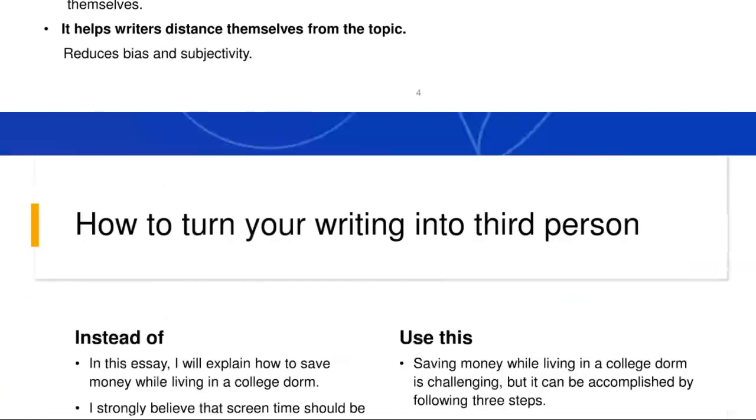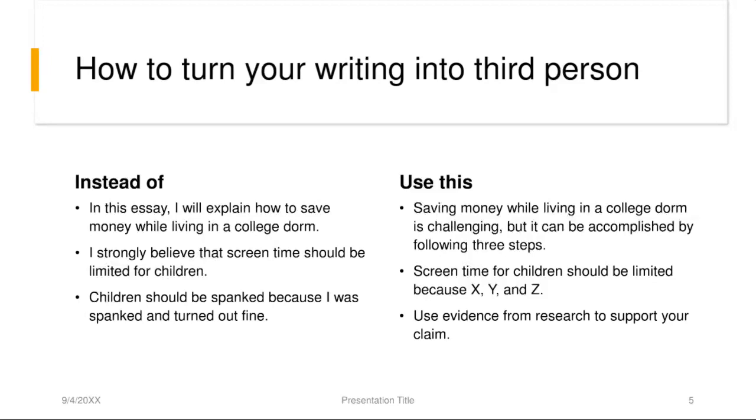Okay, here are some examples of how to turn your writing into third person. And these are things that come up a lot in essays, and I think this is worth explaining in some detail. Very often students will write things like this. In this essay, I will explain how to save money while living in a college dorm, or whatever topic they're writing about. In this essay, I will argue that. In this essay, I will do that.